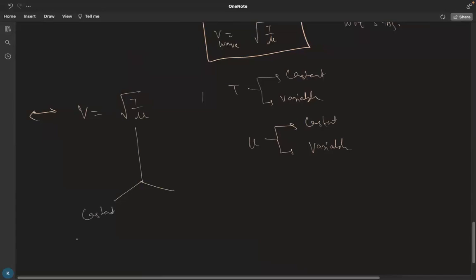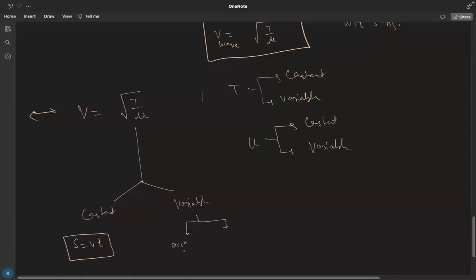So if it is constant, we are able to apply S is equal to Vt: distance is equal to velocity into time, or distance is equal to speed into time. We are able to apply it if the speed is constant, that is, when the tension is constant and the mass per unit length is constant. And the second case is when it is variable. So when we have variable, we have actually two things.